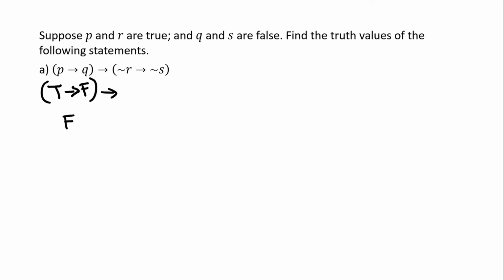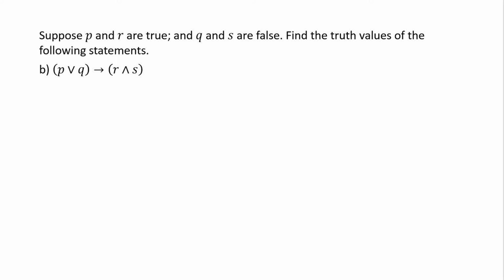And now, before we do the not R implies not S, R is assigned the truth value of true, so not true would then be false, implies. S is assigned the truth value of false, so not false would be true. And false implies true is assigned the truth value of true. And so we have, finally at the bottom, false implies true, and that implication is true.